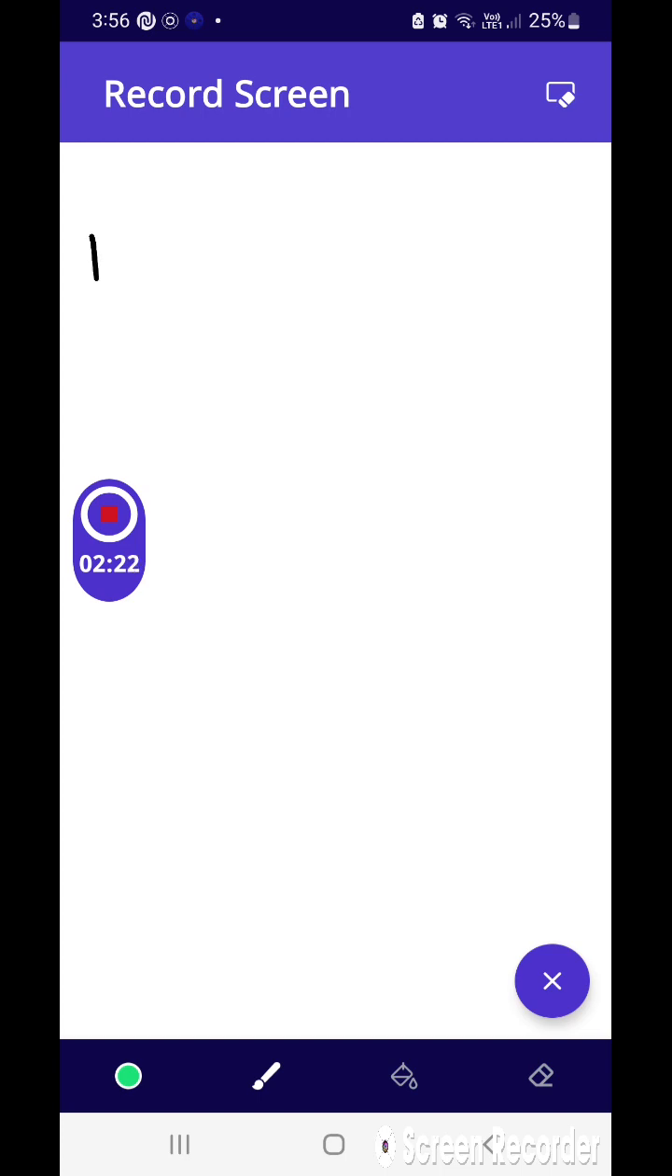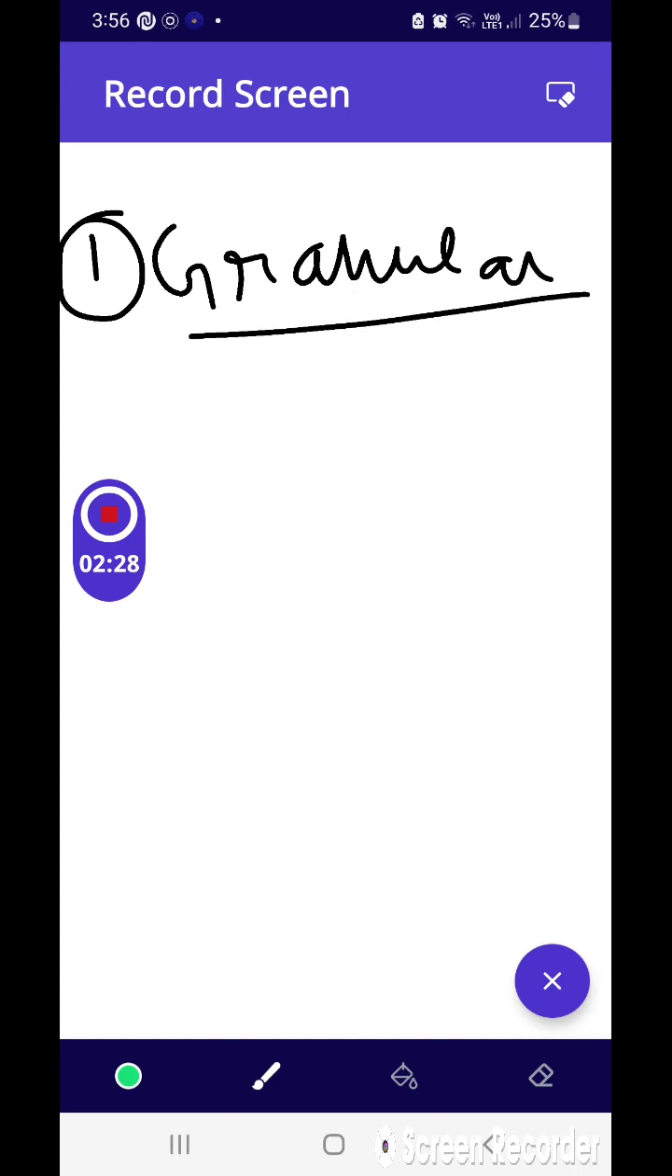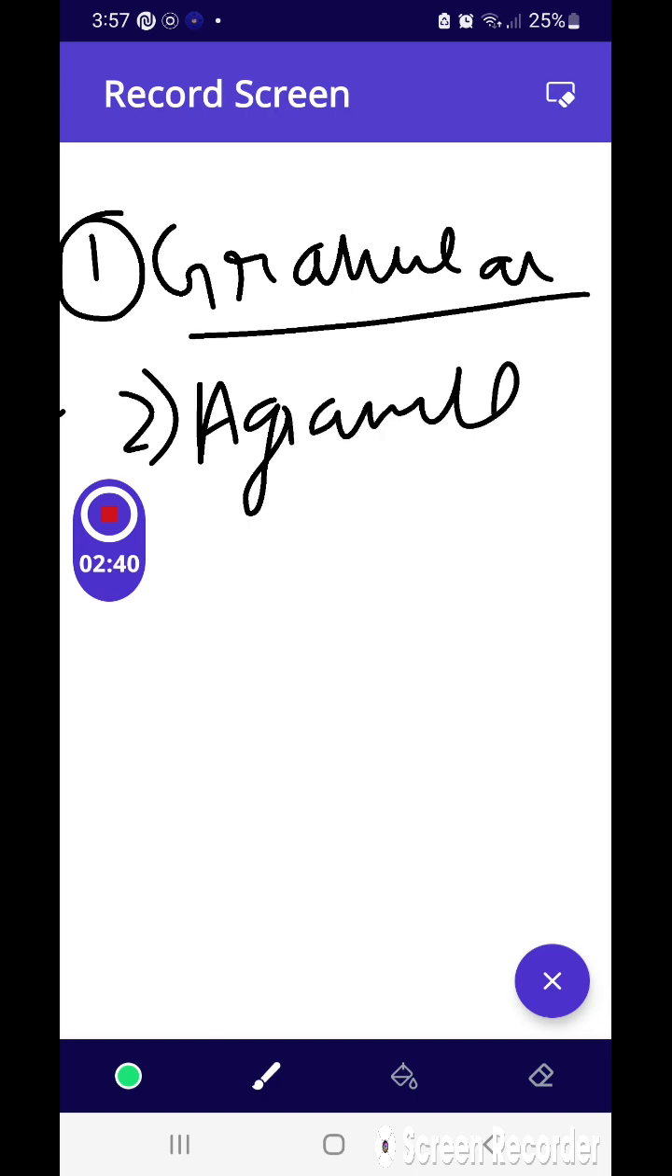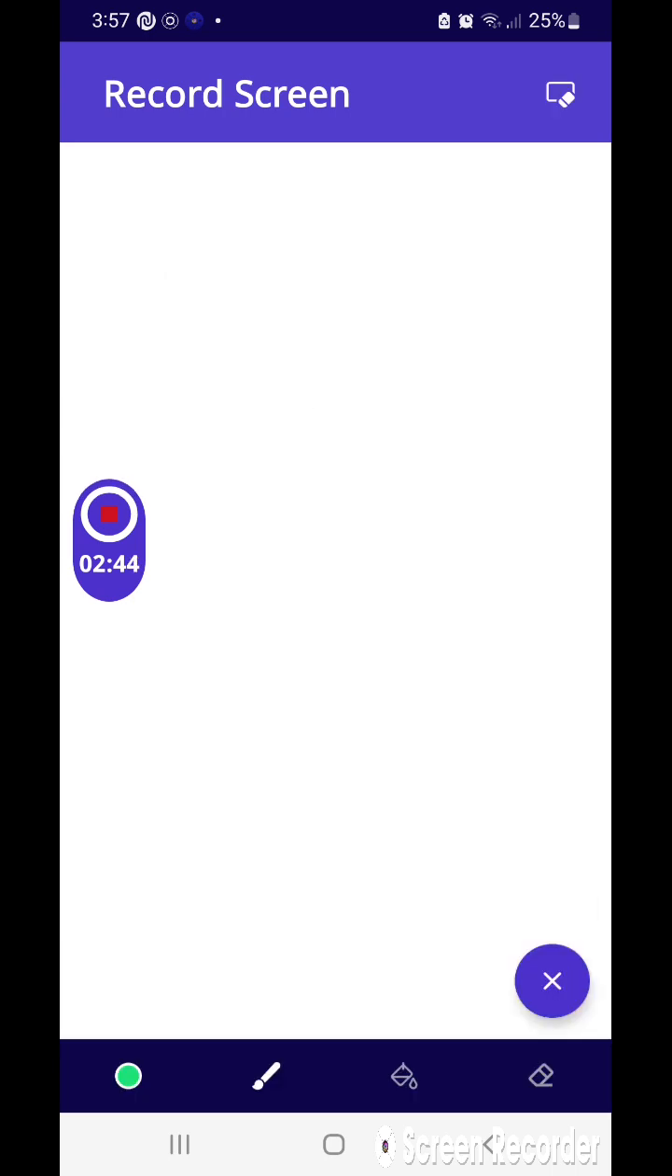First is granular, that means granules are present in the matrix, and the second is agranular, means granules are not present. Granular cells are further distinguished into three subtypes.